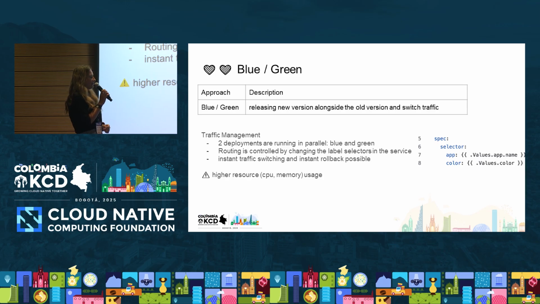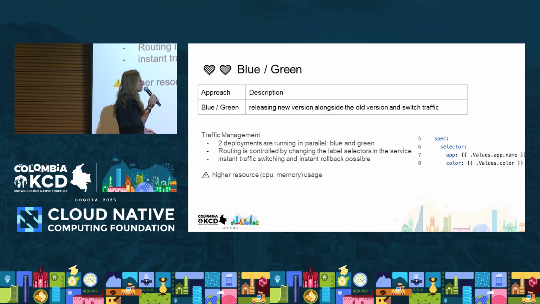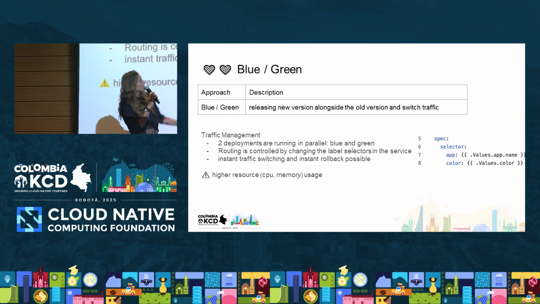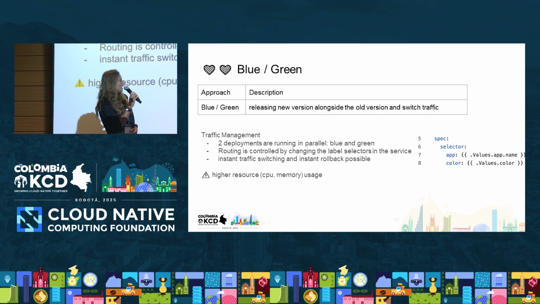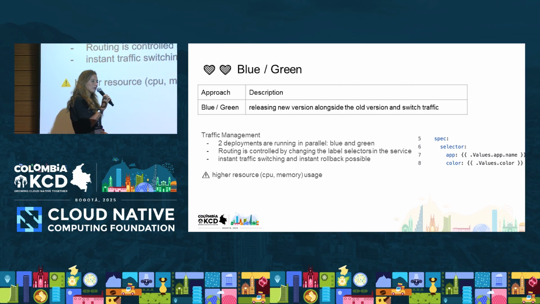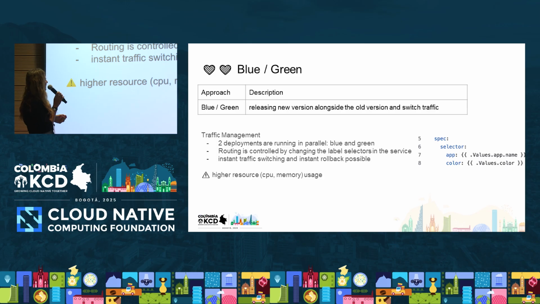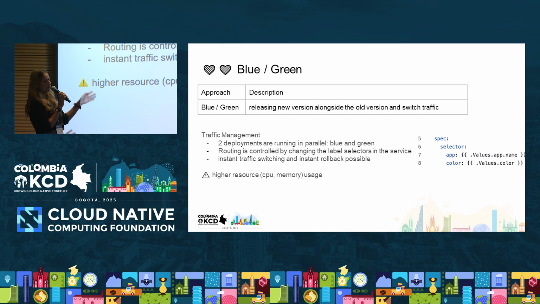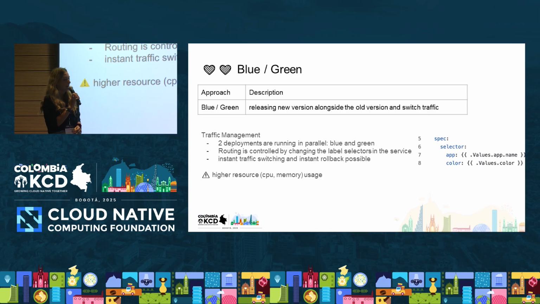And for this instant switch of traffic, we actually use the label selector of the service. We not only have the app label in line 7, which we have seen before, but we add the color label. And the 2 different deployments are labeled with different colors. And then we just change the label when we want to change from one version to the other. But this means that we need more resources because we have double the amount of pods running.